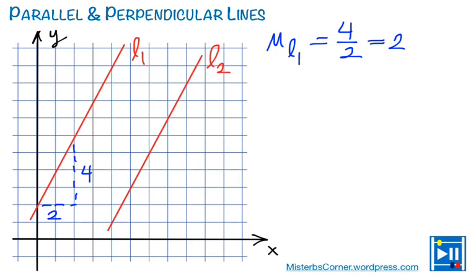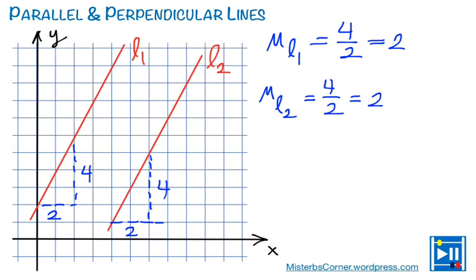Let's do the same for L2. Now it's going to be, let's start from here, right? And if I go this way, I can see that again the change in y is 4, whereas the change in x is 2. So I can go on with the same calculation, ending up with the same gradient.